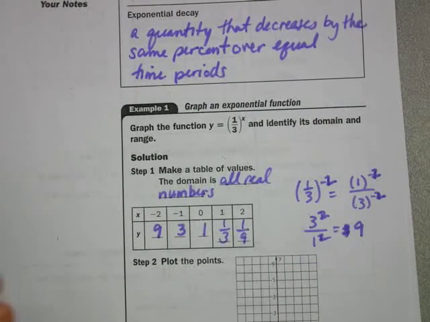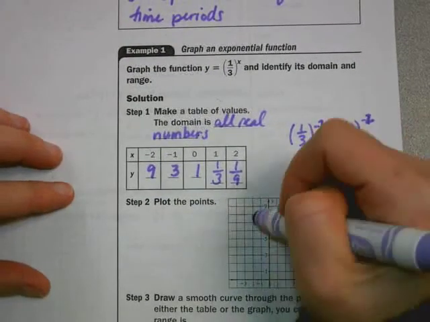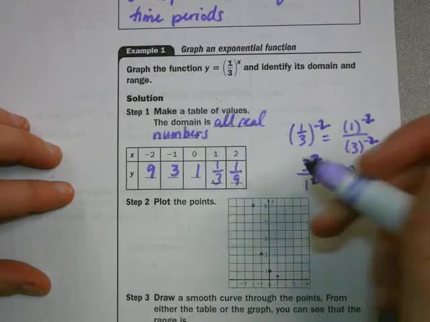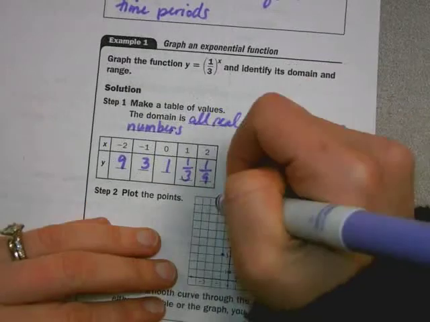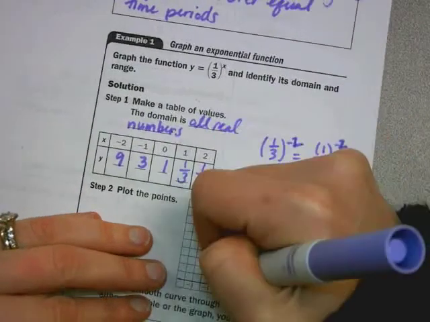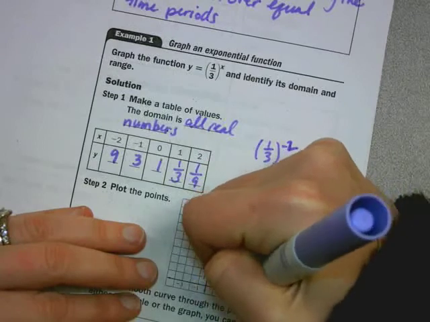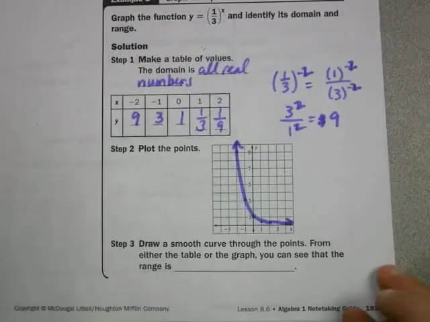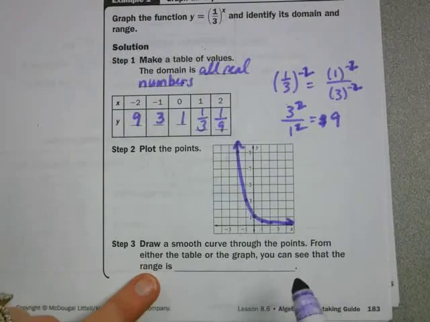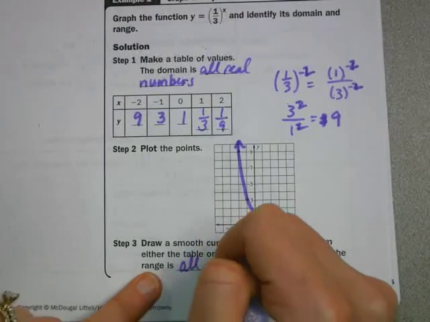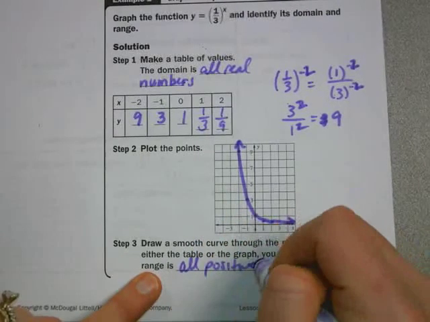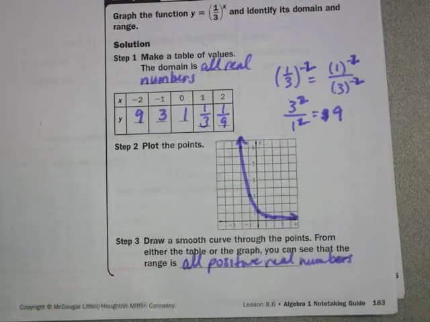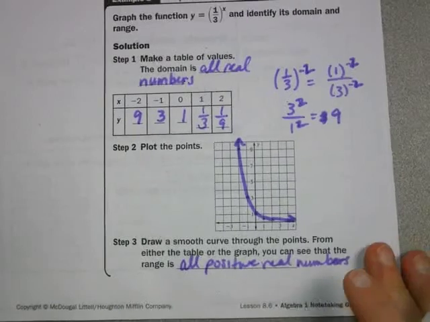So now we're going to plot those points. So it's -2, 9, -1, 3, 0, 1, 1, 1/3, 2, 1/9. So again, we're approaching the x-axis, but we're never going to cross it. I'm going to do my best with my thick marker here to try to get it to not go over the x-axis. And the range then, we can't have it be 0 and we can't have it be negative. So the range is all positive real numbers. Okay, so that's what our graph generally looks like, and a pretty good idea of what the domain and range will be.